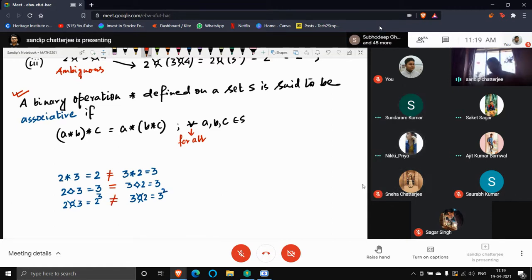So we can see again, there are some binary operations for which A star B, if I operate them in any way, the ordering does not matter. But there are some binary operations where the ordering matters. Is it okay? Again, the same question: which kind of binary operations will we prefer to work with?